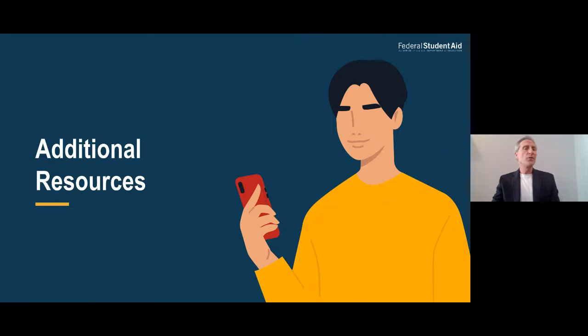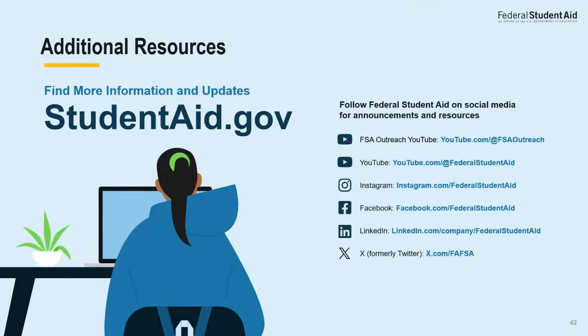Finally, I just want to leave you with a few additional resources and references after this session is over. I can't stress enough, if you are not familiar with studentaid.gov, to please check out the website. Studentaid.gov is a wonderful wealth of information that contains a ton of information regarding federal financial aid from A to Z, from the very beginning of when you apply for federal financial aid to the end when you graduate and you actually may have to repay loans.